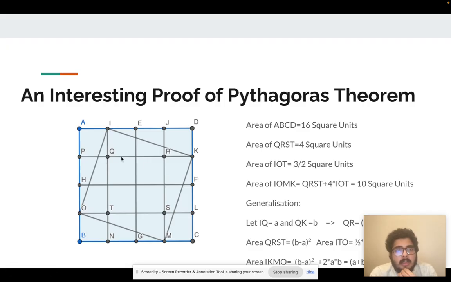Okay. Now notice that if this is QRST, right?